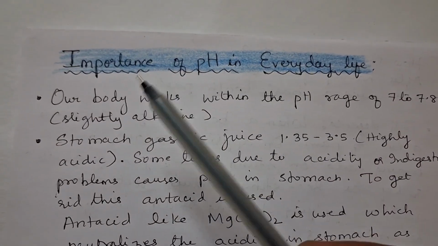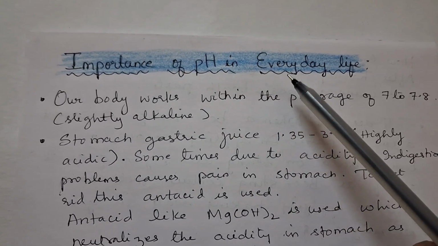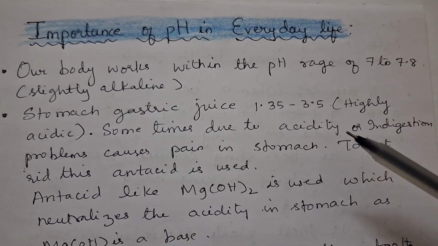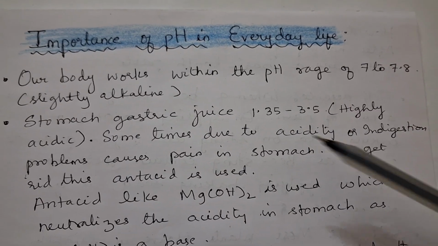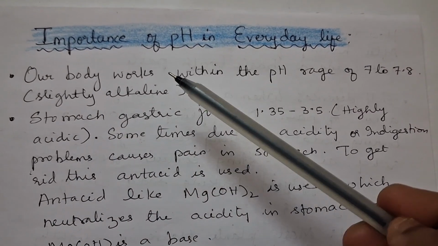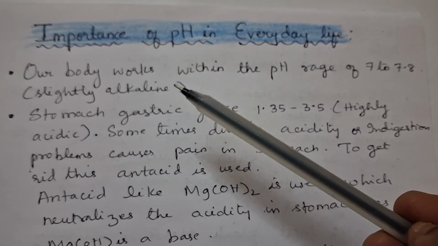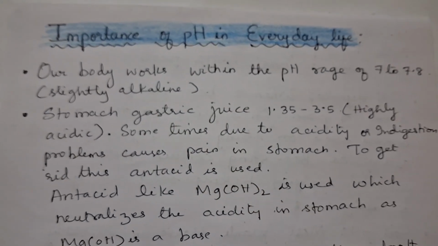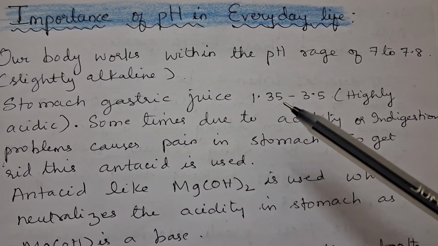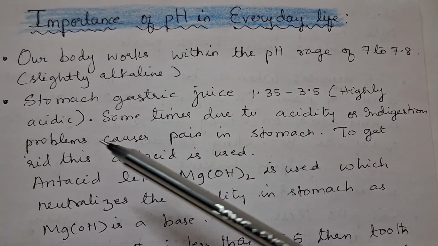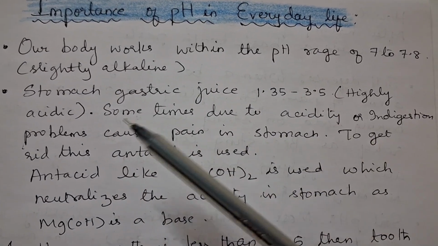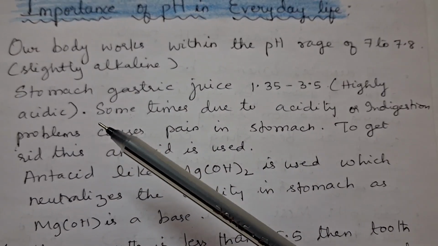Now we go for the importance of pH in everyday life. Our body works within the pH range from 7 to 7.8, so it is slightly alkaline. With that pH only it is normal for us. Next is stomach gastric juice. It is in the range of 1.35 to 3.5, so it is highly acidic. This acidity is needed to digest the foodstuffs. Whatever you are eating gets digested.